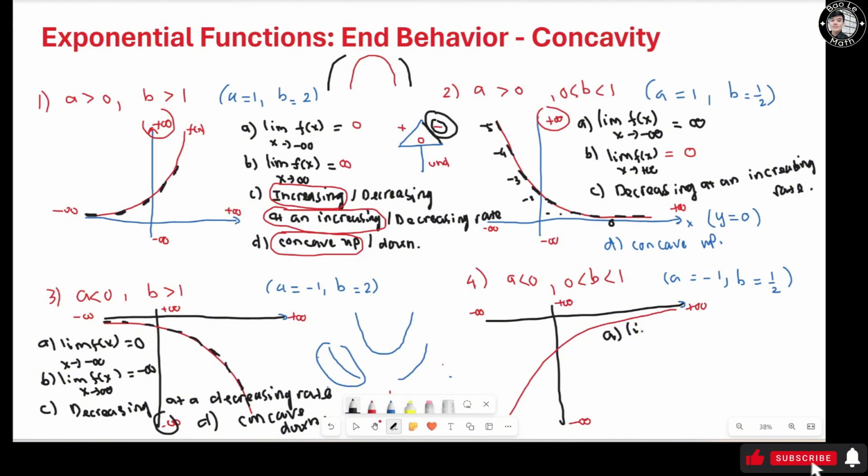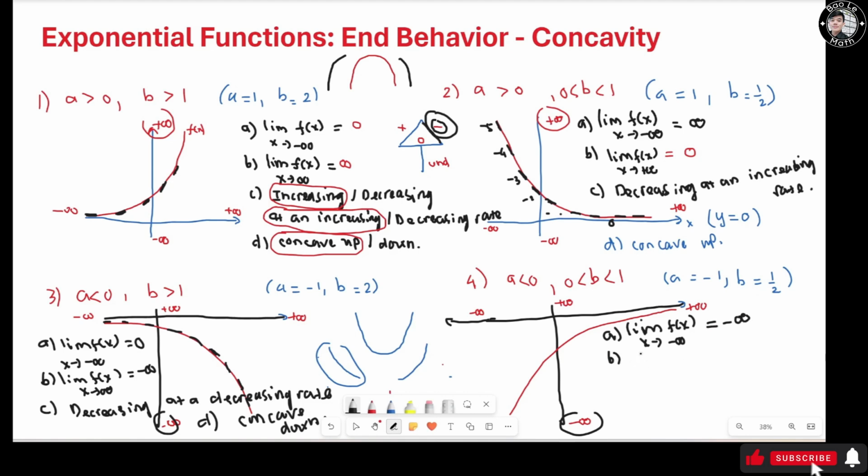We need to find the end behavior of this exponential function. So the limit of the function f of s when s approaches negative infinity. When s approaches negative infinity, which means s going further to the left right here, the function is getting down, right? So it's going to negative infinity right here. So it's going to be negative infinity.